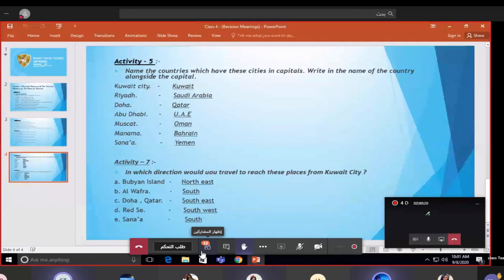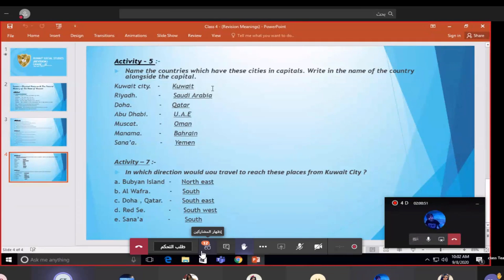Name the countries which have these cities as capitals, okay? Write in the name of the country alongside the capital. Now, the first one, Kuwait City. Where is Kuwait City? In Kuwait. Kuwait City, Kuwait. Now, this is the country and these are the capitals. Write down one: Kuwait City, Kuwait.